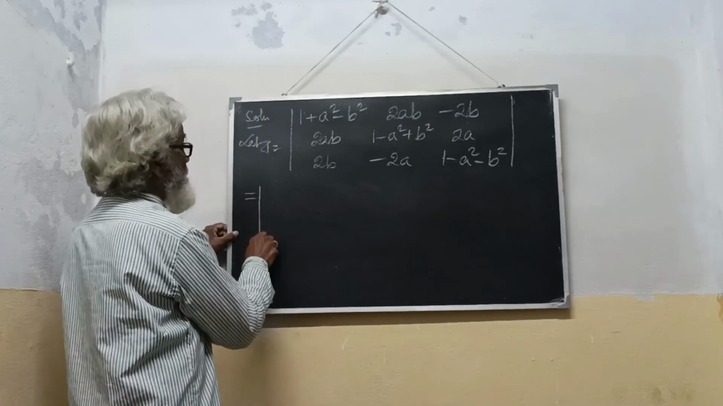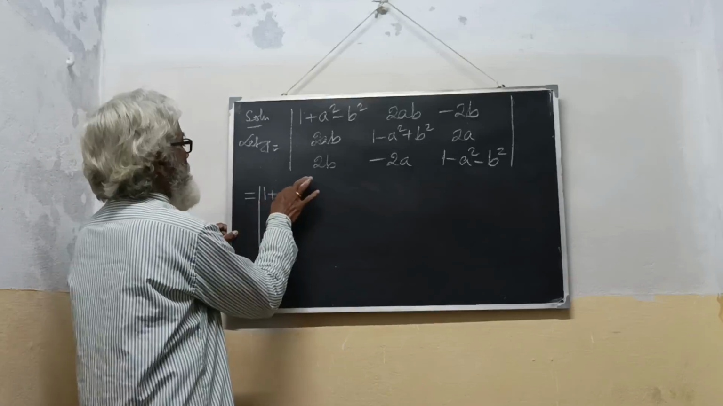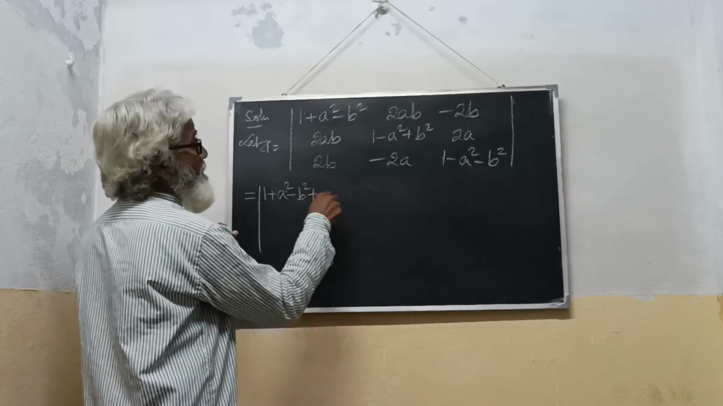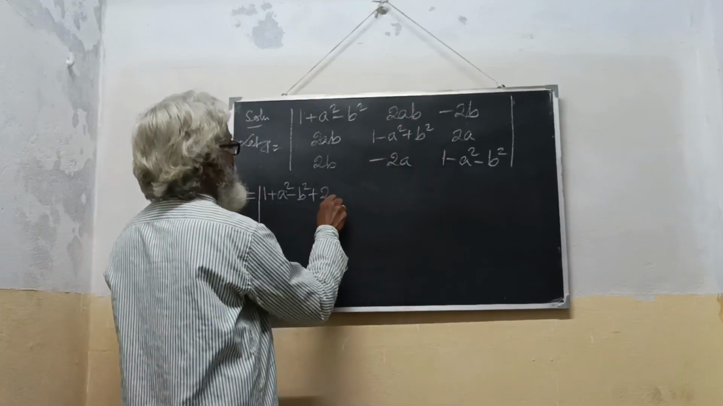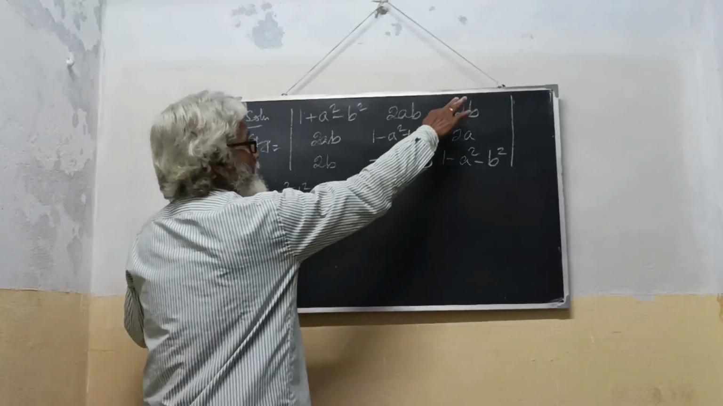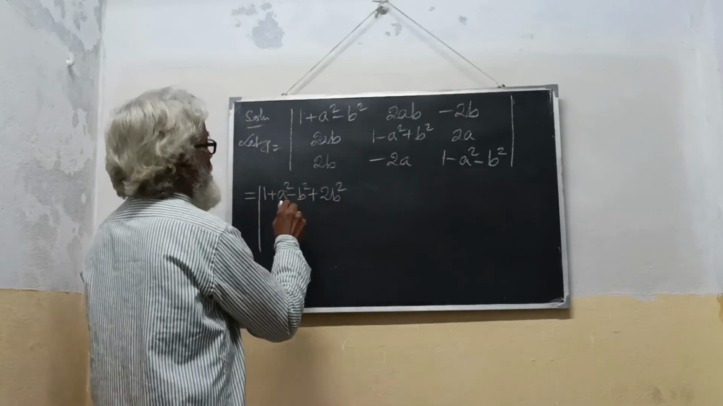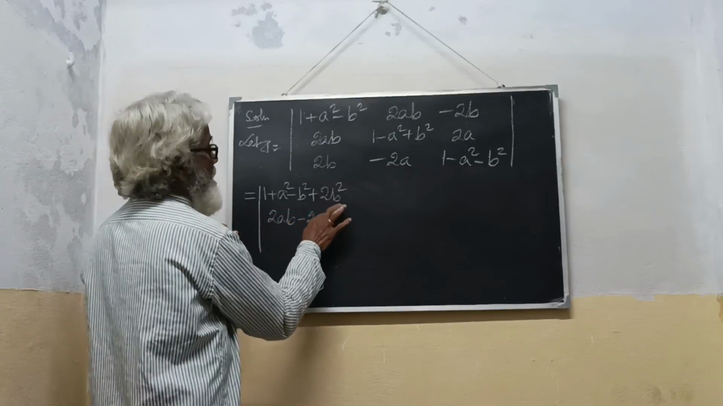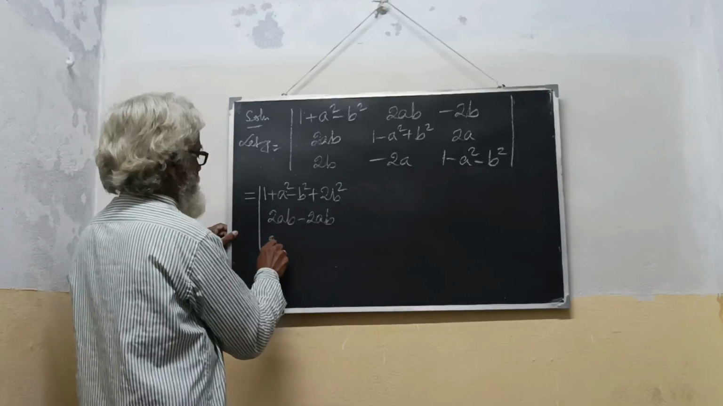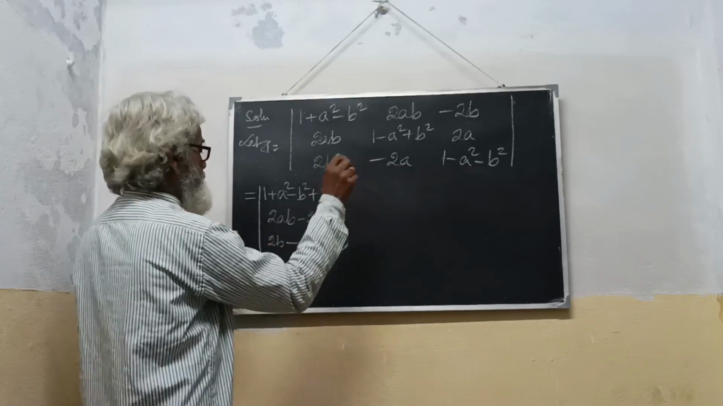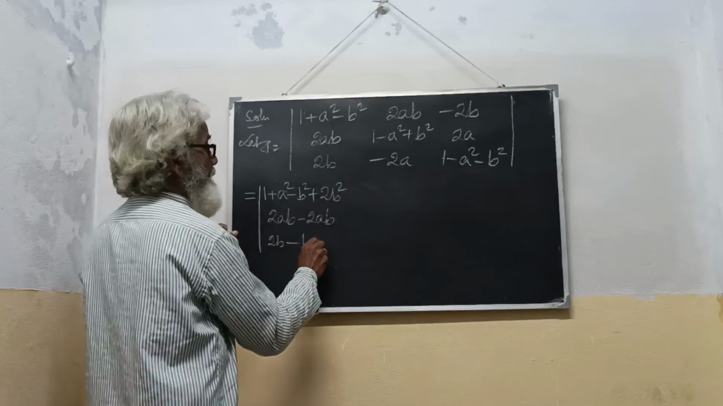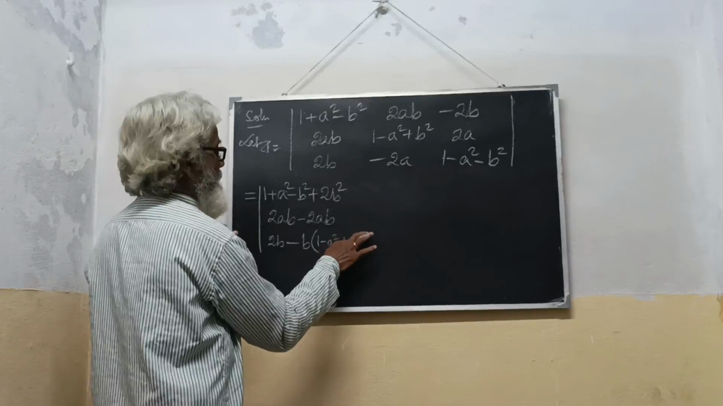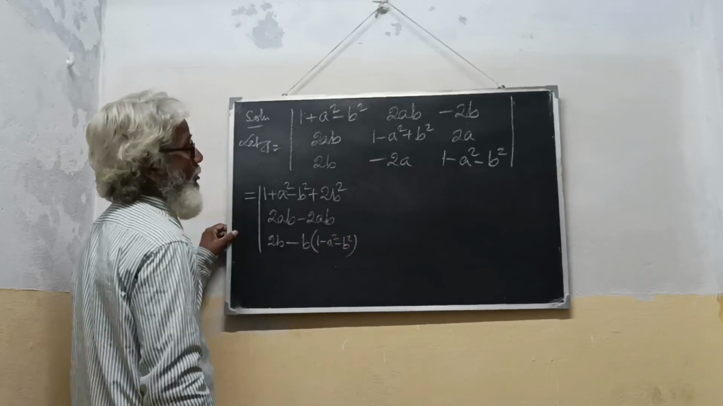To write: 1 plus a square minus b square, subtract, so this is minus minus plus b times twice ab, minus twice ab, twice b minus b times 1 minus a square minus b square.